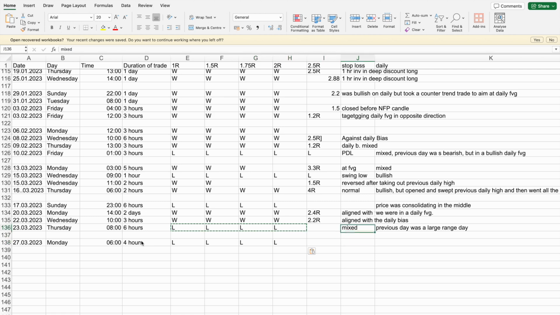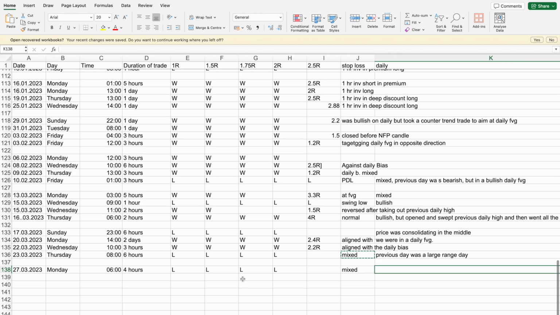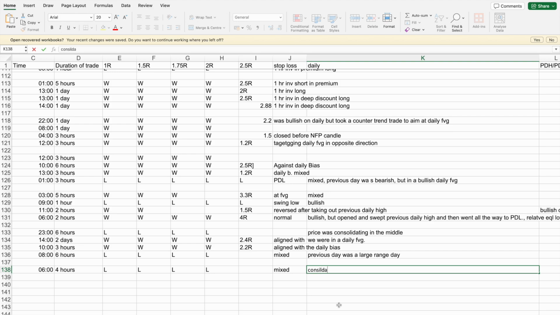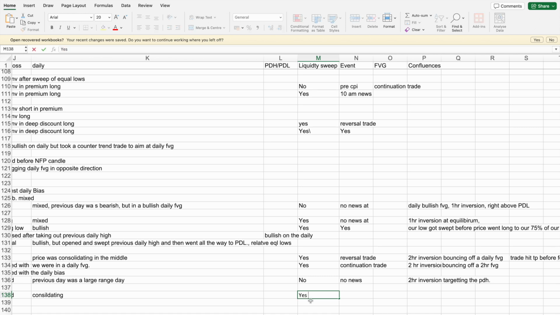Daily bias mixed. Why did it fail? To be honest, I have no idea. Just probabilities. Price is just consolidating. That's why it failed. It's not trending. This model is very useful when we are trending. When we're consolidating, it's not a good model, if I'm being honest. You're just going to get a lot of inversions and you're just going to be clueless as to what's going on.